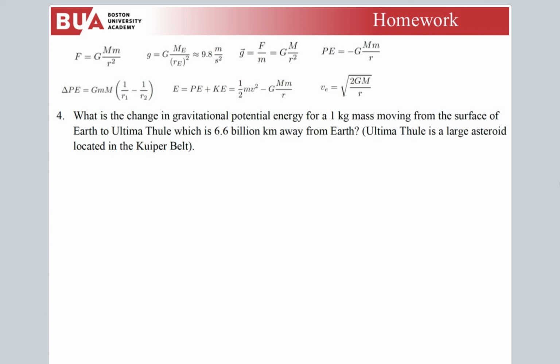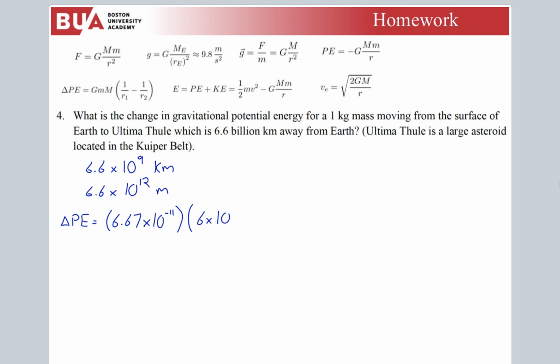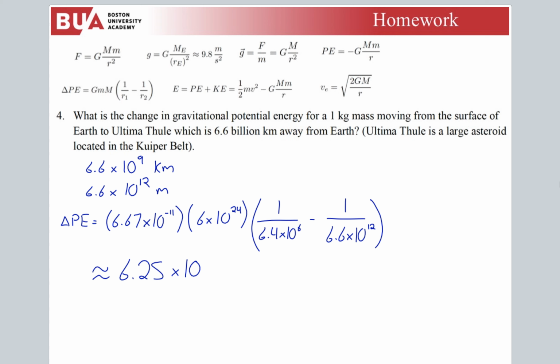So, same deal. Let's calculate this. We just have to first figure out, 6.6 billion, and billion is 10 to the 9 kilometers. That means this is 6.6 times 10 to the 12 meters. So delta PE is 6.67 times 10 to the minus 11, mass of the Earth 6 times 10 to the 24, mass of the object is 1, so 1 over 6.4 times 10 to the 6 minus 1 over 6.6 times 10 to the 12. And what do we get? We get approximately 6.25 times 10 to the 7 joules.